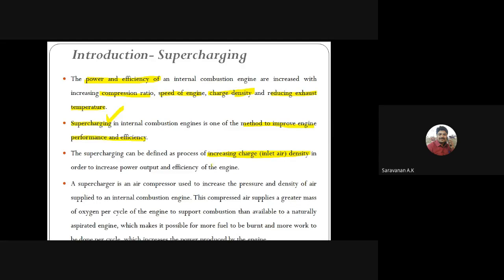That is called supercharging. You have to remember what supercharging is, as it is an important 2 mark question.